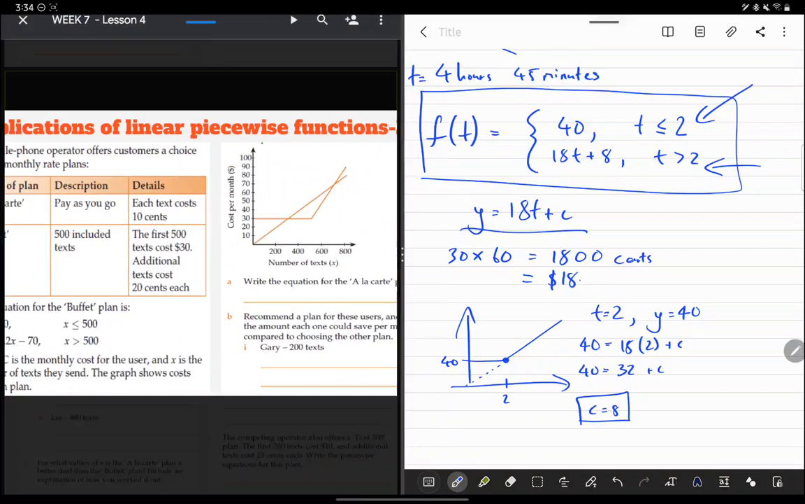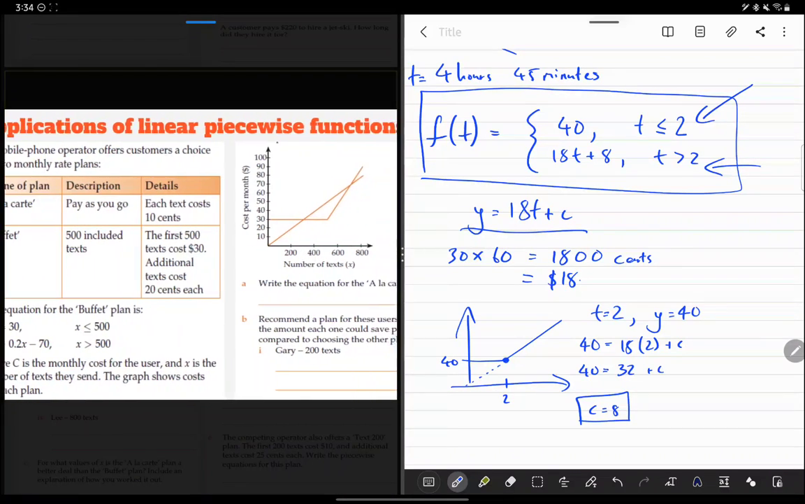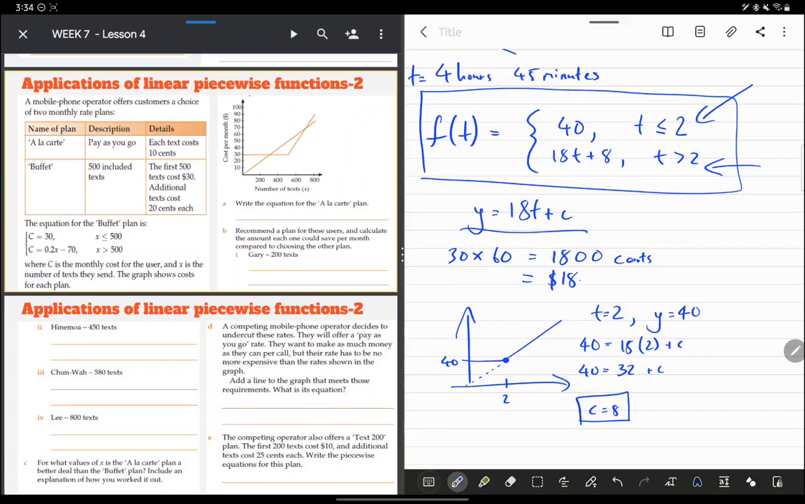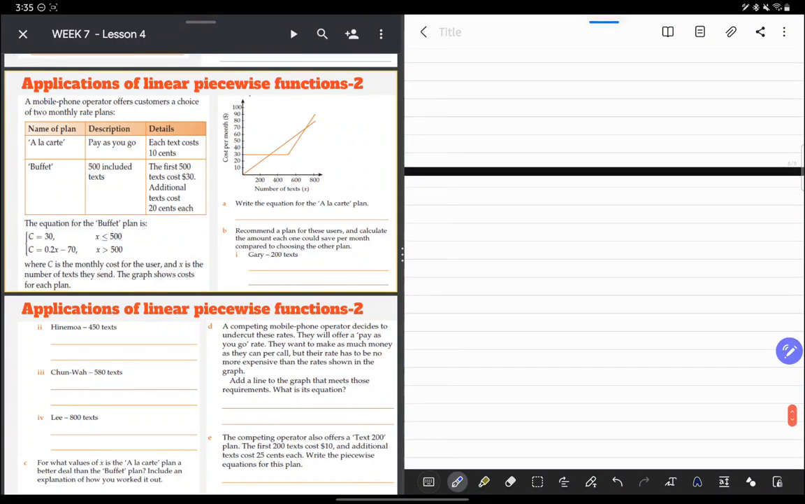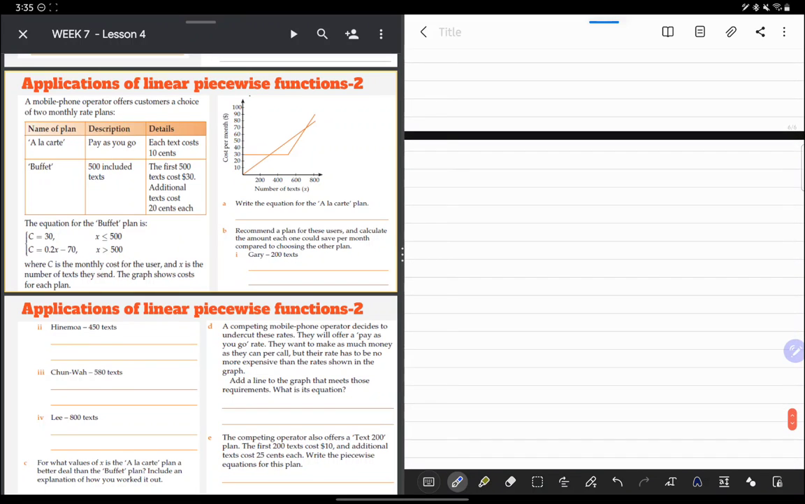Next question, the second one. A mobile phone operator offers customers a choice of 2 monthly rate plans. Name of plan, buffet. Description, pay as you go. Each text, yep, so there's some details. The equation for the buffet plan, there it is. You can read it, where C is the monthly cost for the user and X is the number of texts. So it depends on the number of texts that they send.